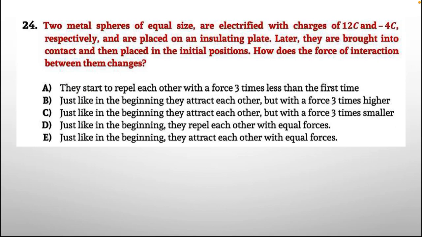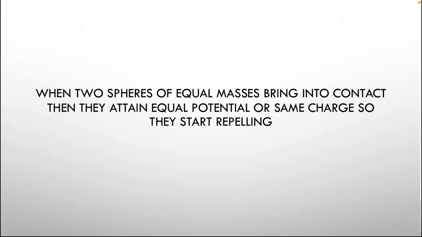A. They start to repel each other with a force 3 times less than the first time. B. Just like in the beginning they attract each other but with a force 3 times higher. C. Just like in the beginning they attract each other but with a force 3 times smaller. D. Just like in the beginning they repel each other with equal forces. E. Just like in the beginning they attract each other with equal forces. Moving on to the next slide for some explanations.